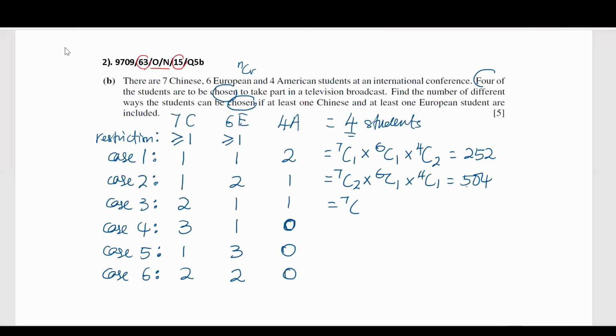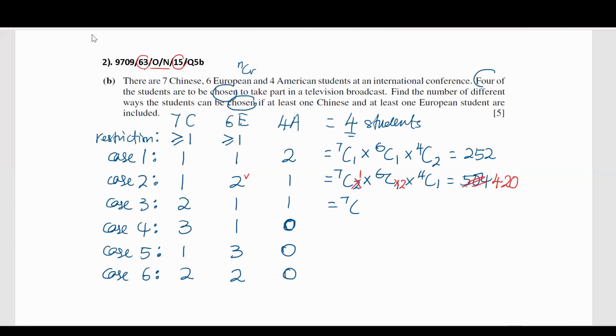All right, so you can see that I made a mistake here. We're supposed to have a selection of 1 Chinese, so this is supposed to be 1. But we are expecting 2 European, so this should be 2. So 7C1, 6C2, and 4C1. The number of ways we found should be 420. All right.